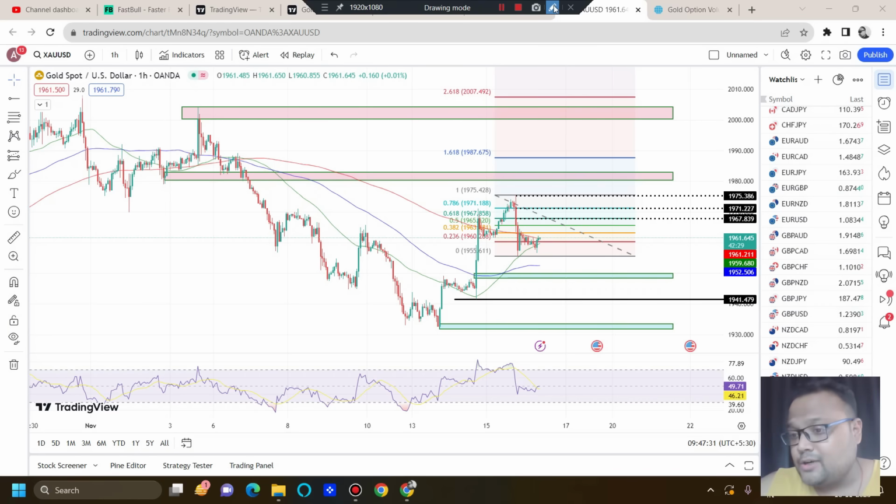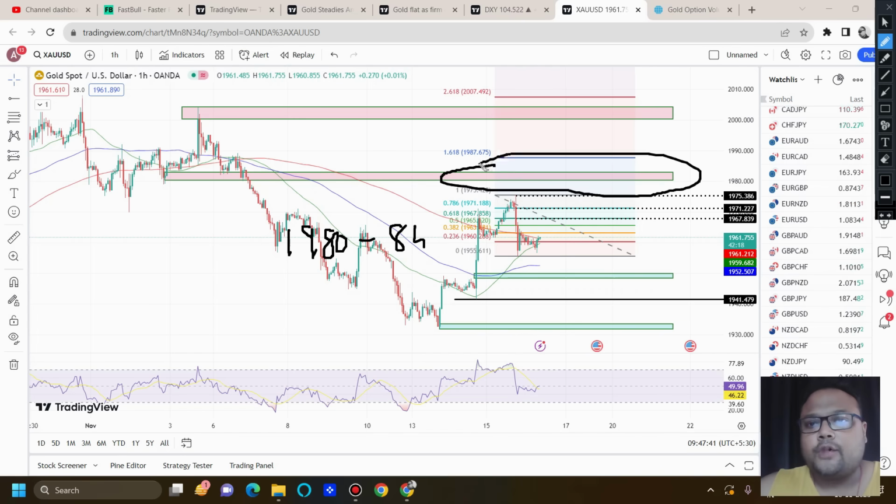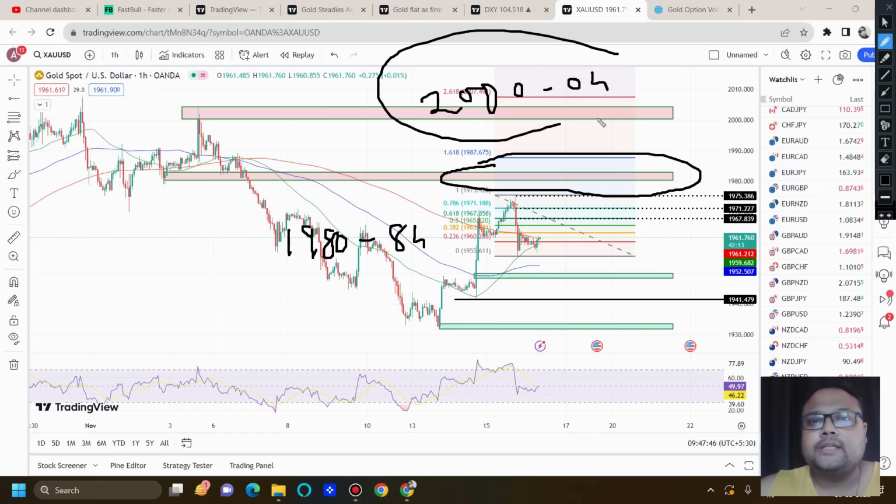Now let's talk about the chart of gold. So on the chart of gold, we have two major resistances. The first resistance is around 1980 to 1984, the box that I have drawn here, and then we have 2000 to 2004. These are the two major resistances on the chart of gold.